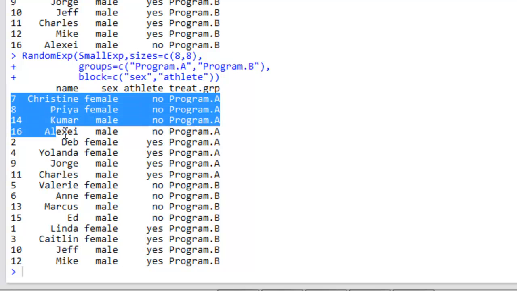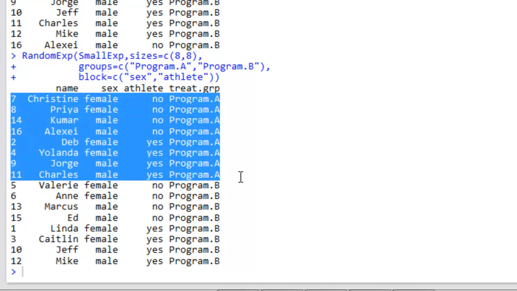and notice we have 4 females and 4 males in each group. We have 4 athletes and 4 non-athletes in each group. We even have a complete matchup. There's 2 female non-athletes in each group, 2 male non-athletes in each group, 2 female athletes in each group, and 2 male athletes in each group.